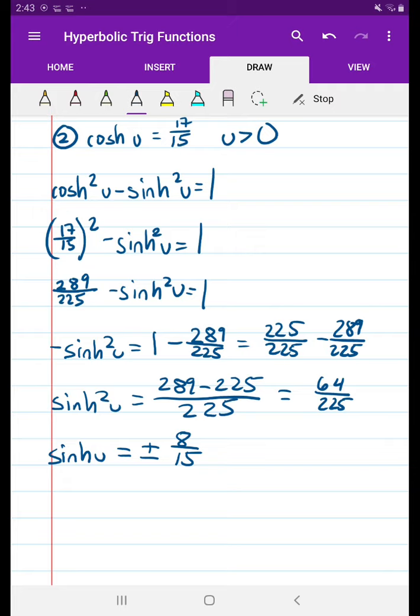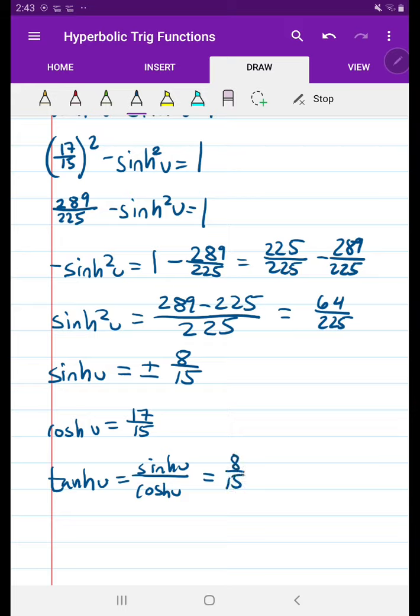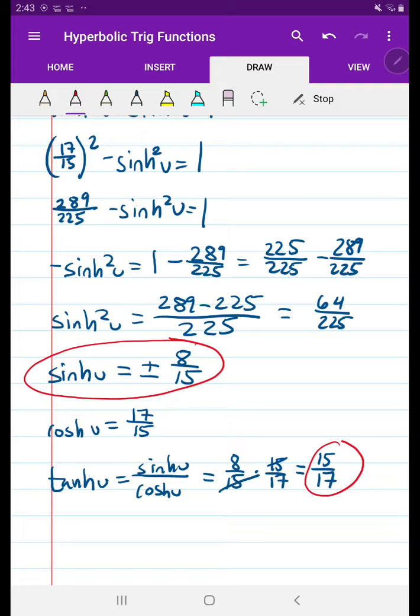So there we go. We found sinh, and they told us that cosh is already 17 over 15, and then tanh, remember, is going to be sinh over cosh, so that's going to be 8 over 15 times 15 over 17, which is going to turn into 15 over 17. Right, so this is one answer. Okay?